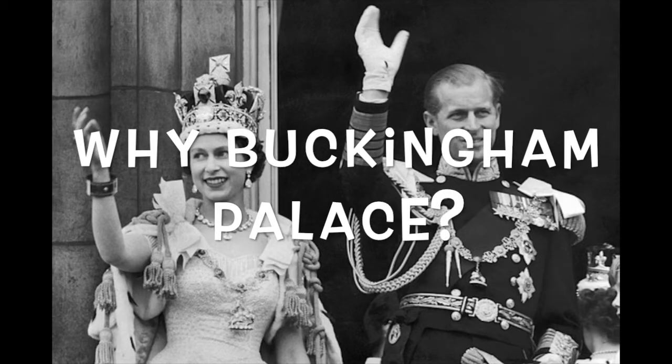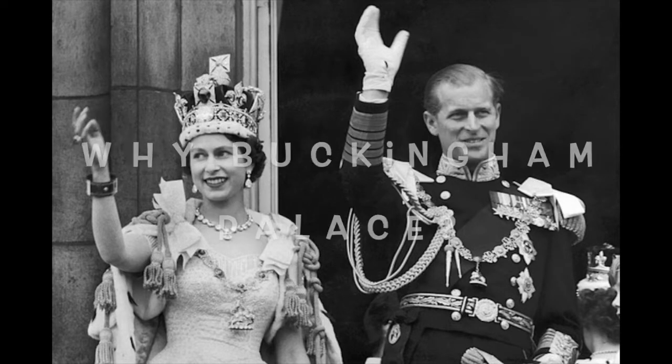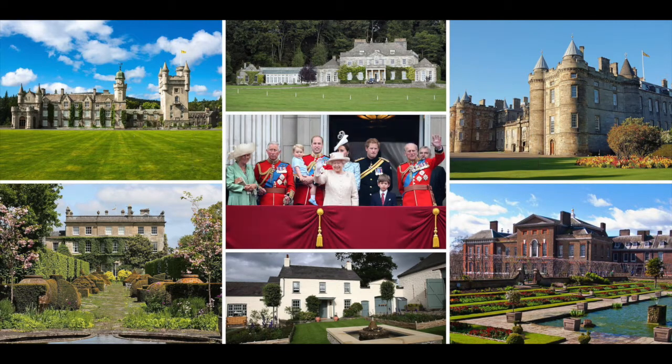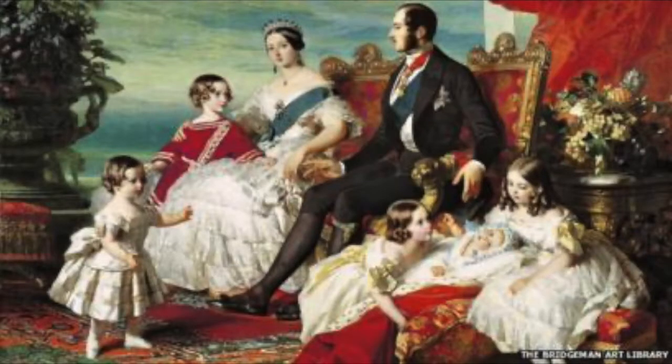Have you ever wondered why Queen Elizabeth came to live in Buckingham Palace? Or why the Crown owned so many different estates? Well, during the Victorian era, the time period that The Picture of Dorian Gray was set in, Queen Victoria created and changed many royal residences that have become staples of the British monarchy.